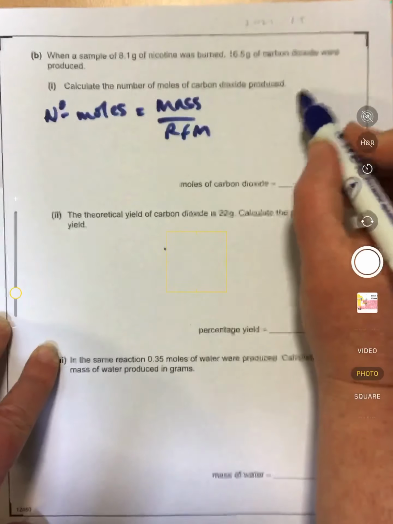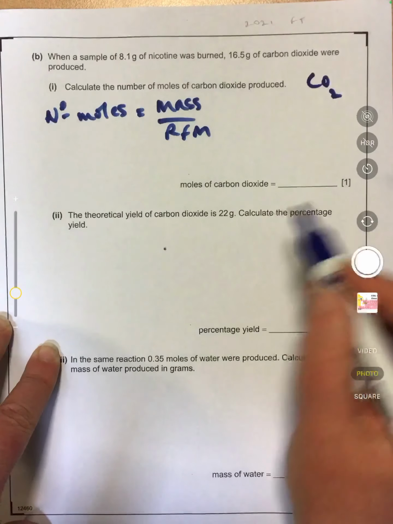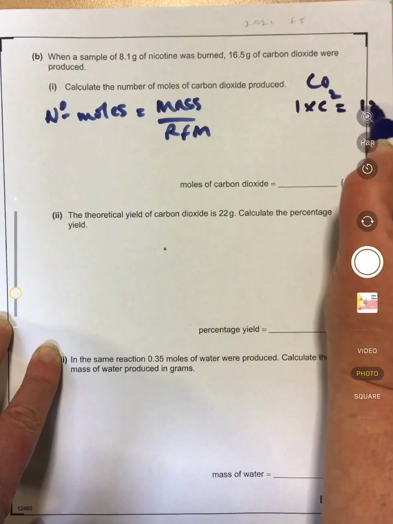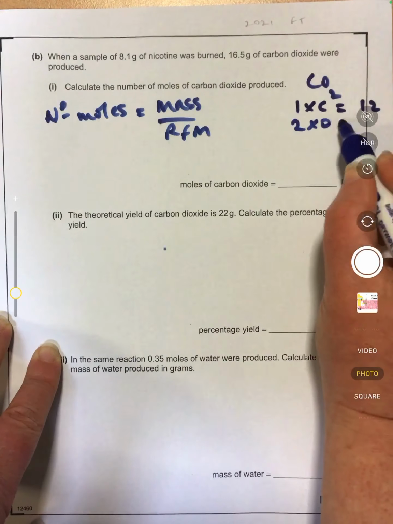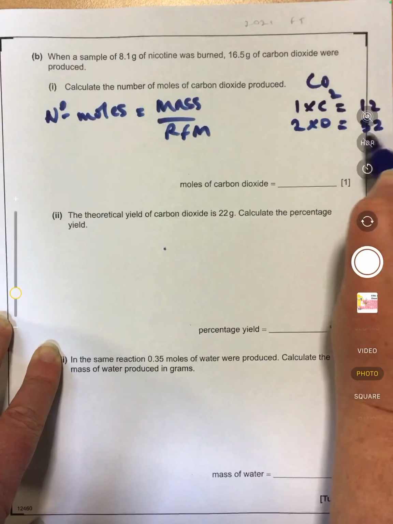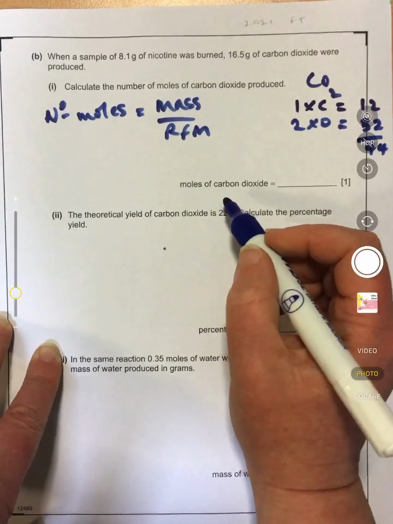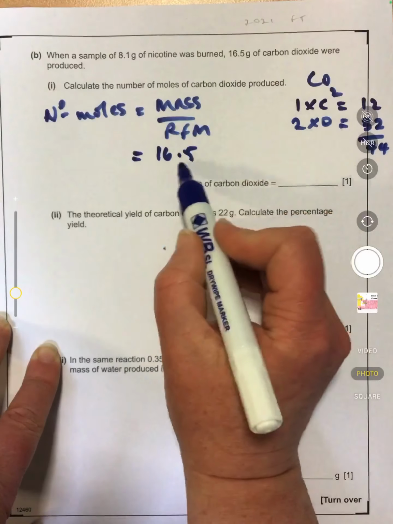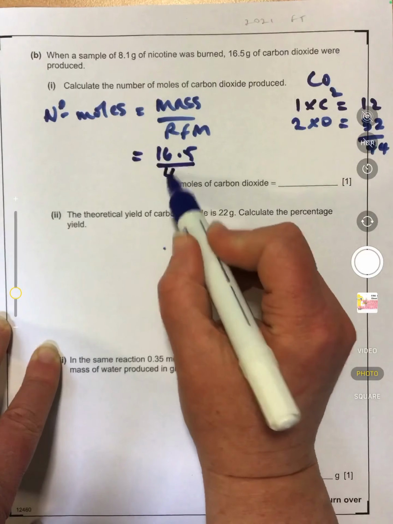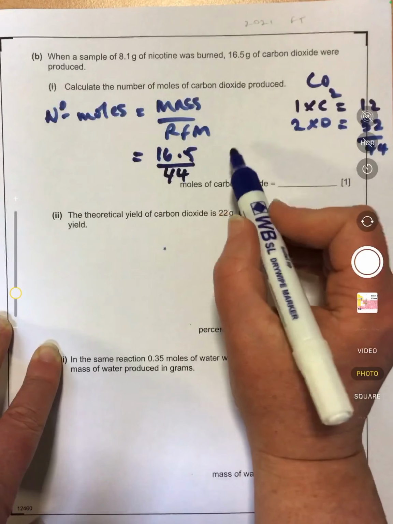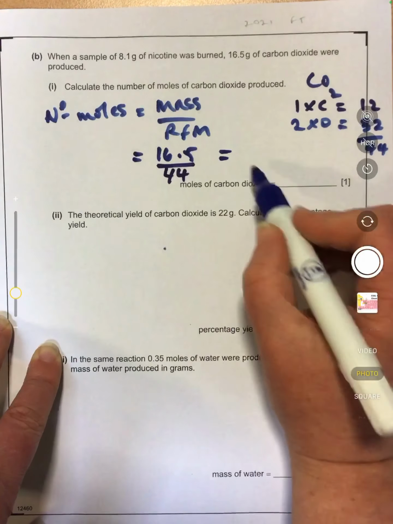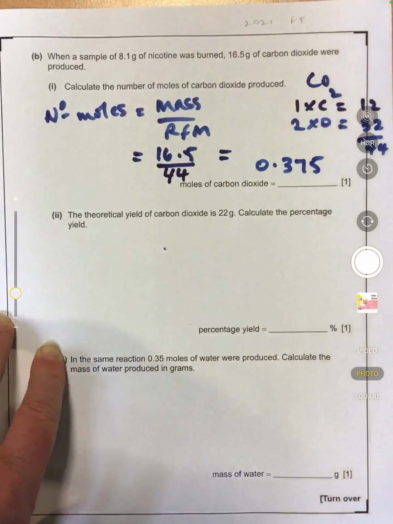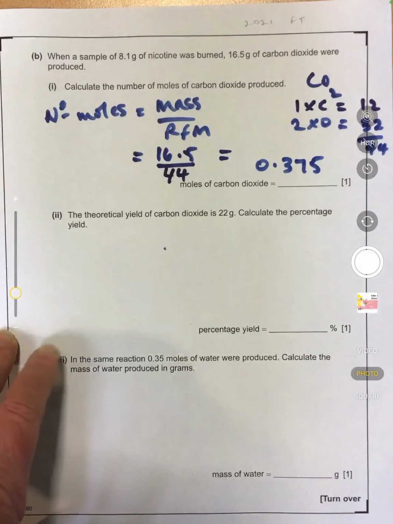So in this case with carbon dioxide, I always like to write down how I work out the formula mass just at the side. You can see there's one carbon, so that's 12, and then there are two oxygens, so that's 2 16s, which is 32. Add those together, we get 44. Then looking at the question, we take those values, 16.5 for the mass and 44 for the formula mass. When you put that into your calculator, you will get 0.375 as your answer. So 1 mark there for that first part.